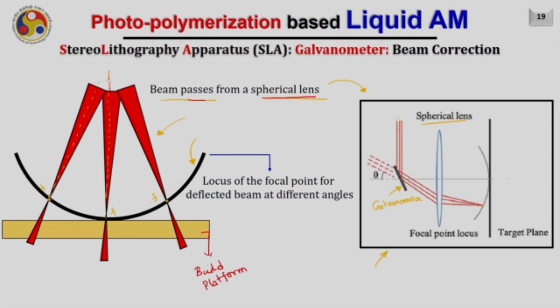So this is the focal point. Now if the laser beam passes through another point, so for example the position of the mirror is not like this, it is something like this, and maybe the laser beam is getting deflected and going here, then again it will get focused at this point only. It will not focus on the target plate, which is your build platform.